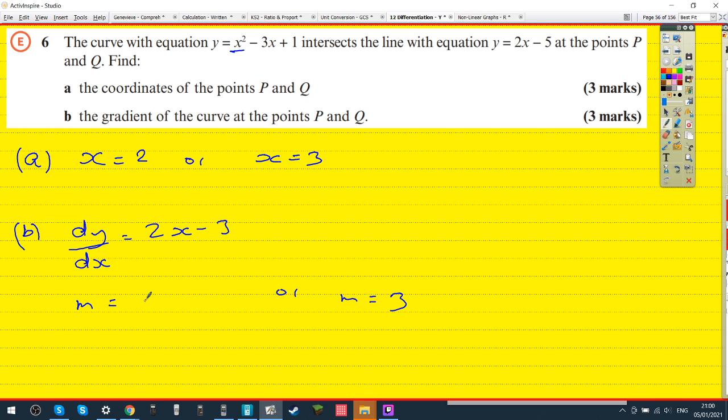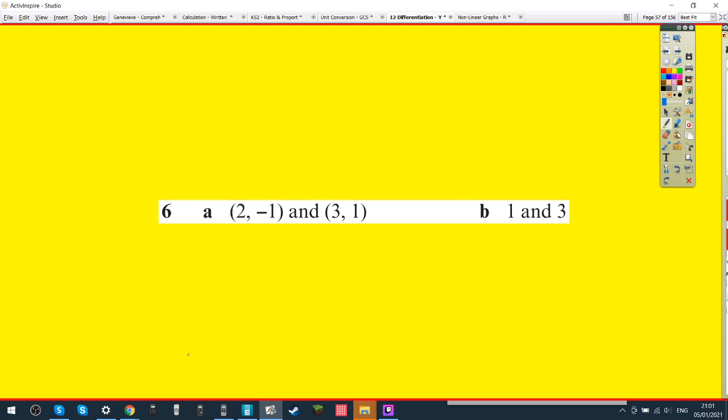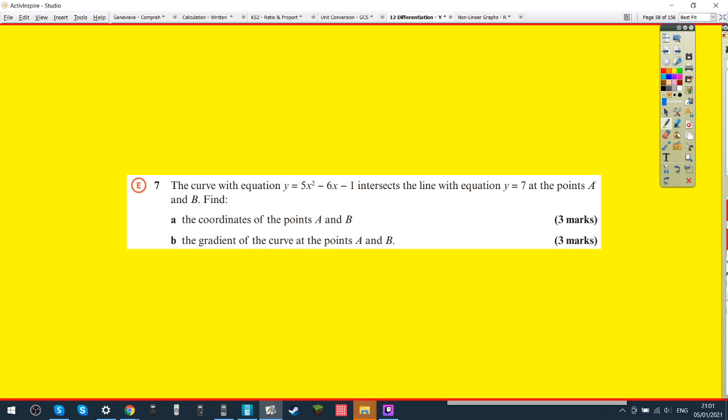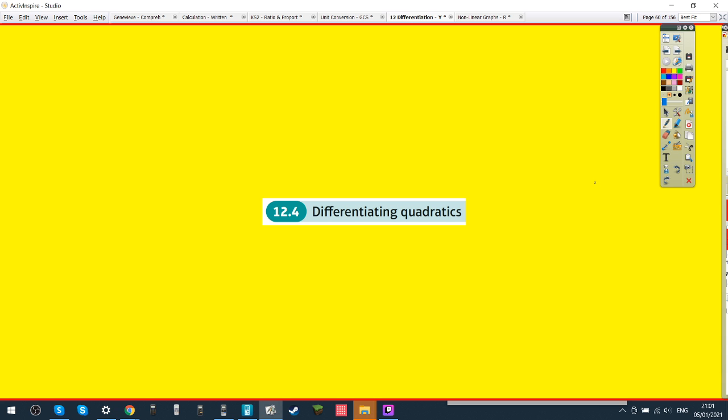No. Oh, it will be 1. Well done. 4 minus 3. Gradient is 1 or 3. 1 and 3. Yep. Great. You nailed that. And so, differentiating quadratics. Probably a tick. I found it pretty easy.